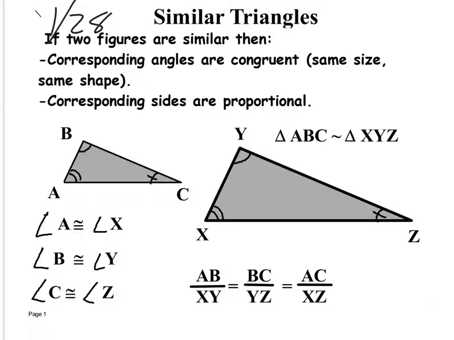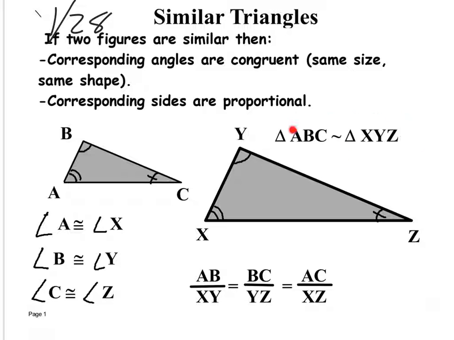Today we're going to talk about similar triangles. If two figures are similar, if you're told they're similar, what that means is that corresponding angles are congruent, meaning that they're the same size and same shape, and that corresponding sides are proportional. So all this diagram up here just shows that these two triangles are similar.